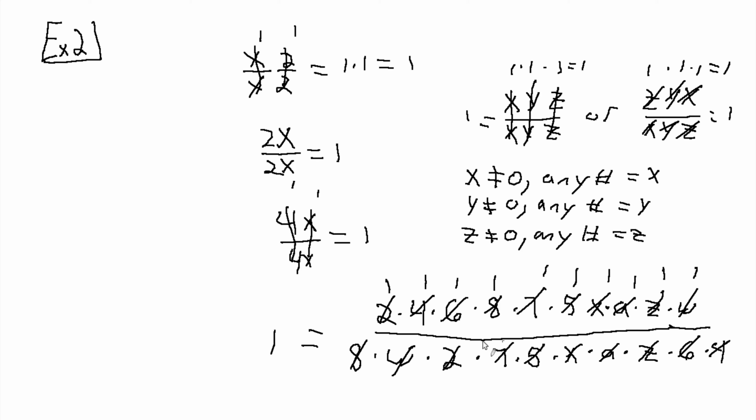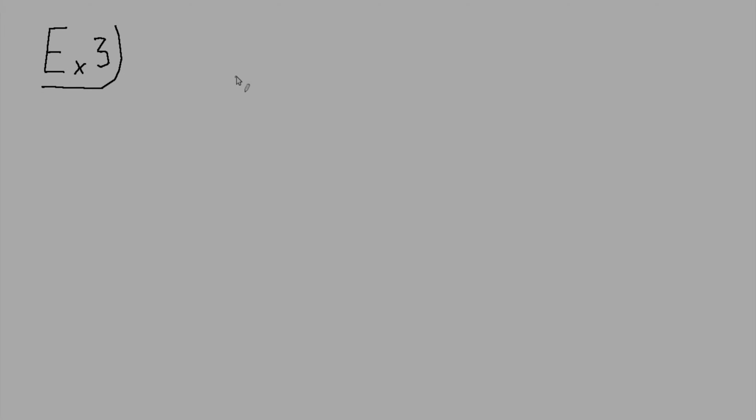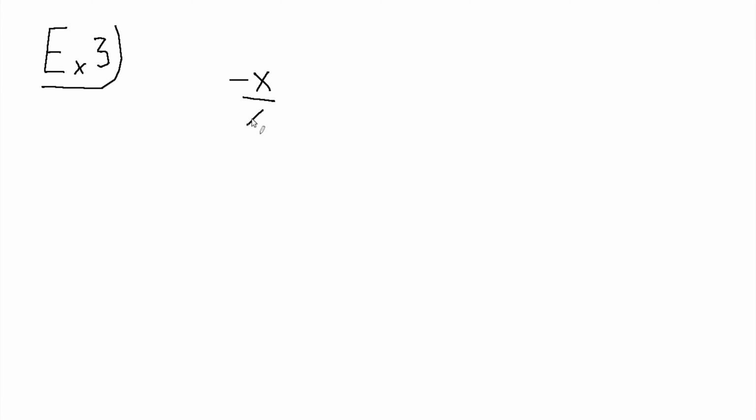So you can substitute values in as long as they are being multiplied by some value that makes 1, and it would not change the total value. An example of this would be example number 3. Say we have negative x over x. What would this equal?